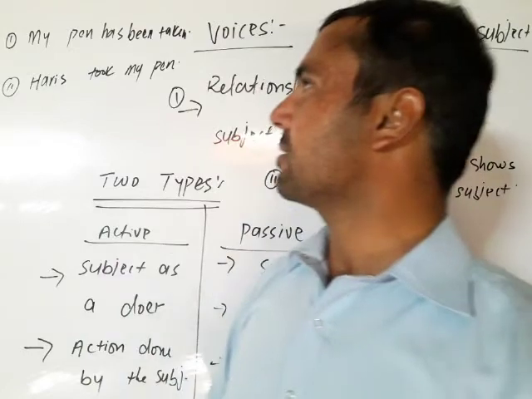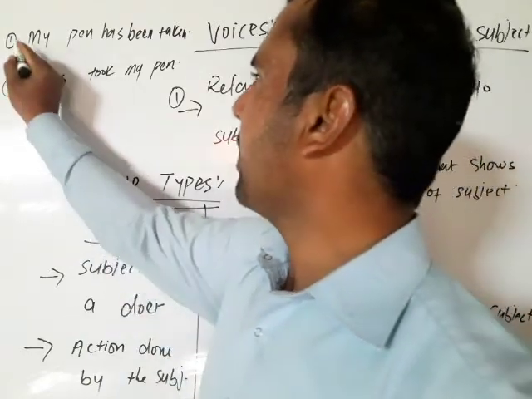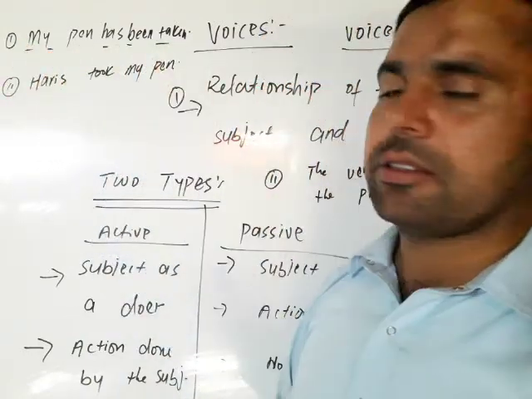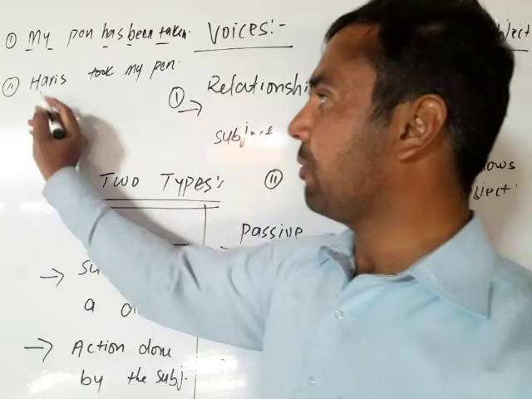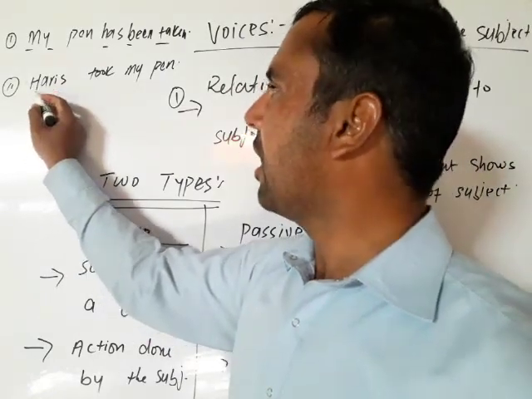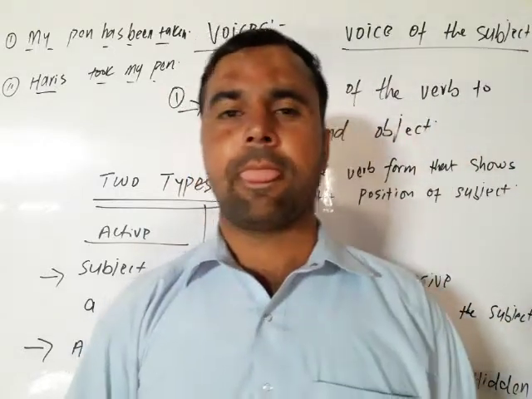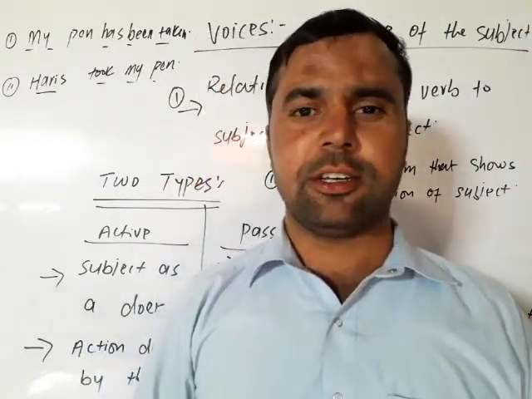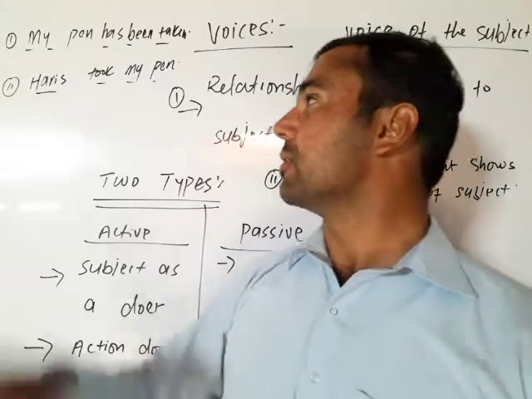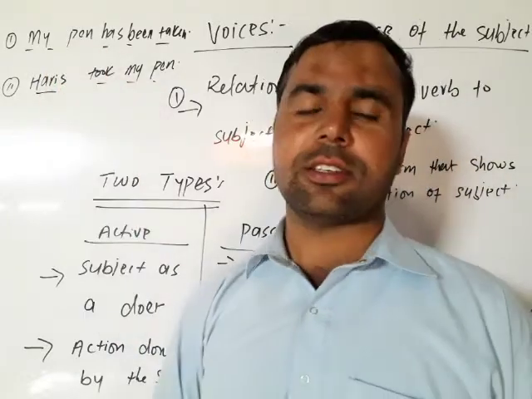We have a sentence, "My pen has been taken." And we have another sentence, "Haris took my pen." Now, what do you notice? What is the difference between these two sentences?